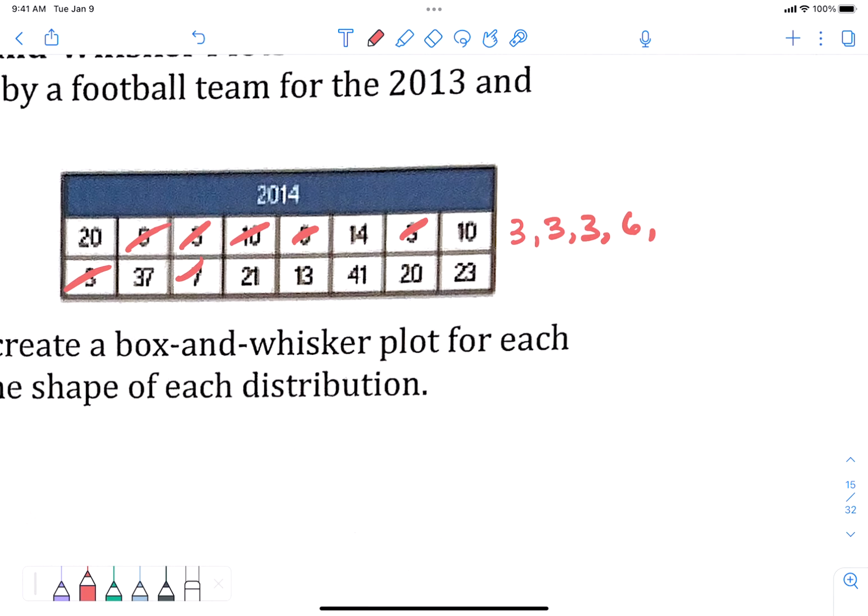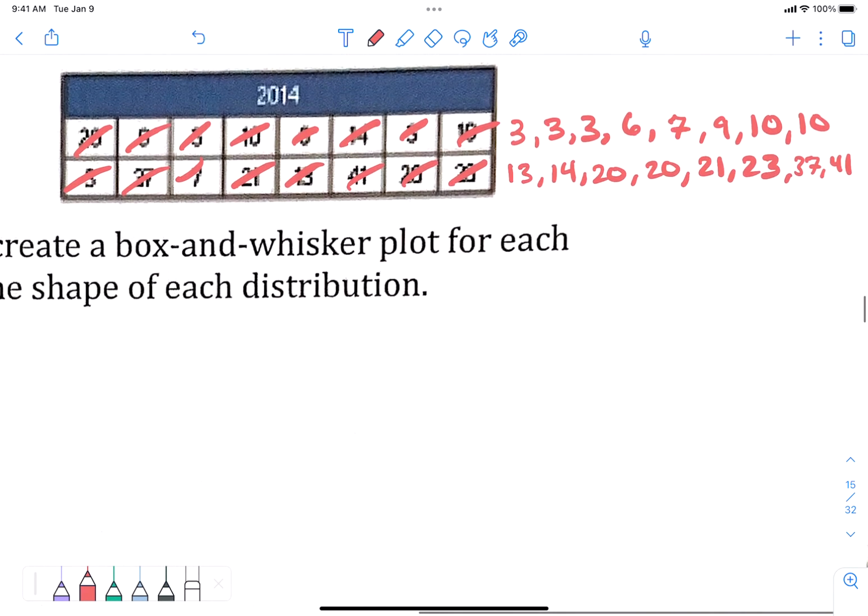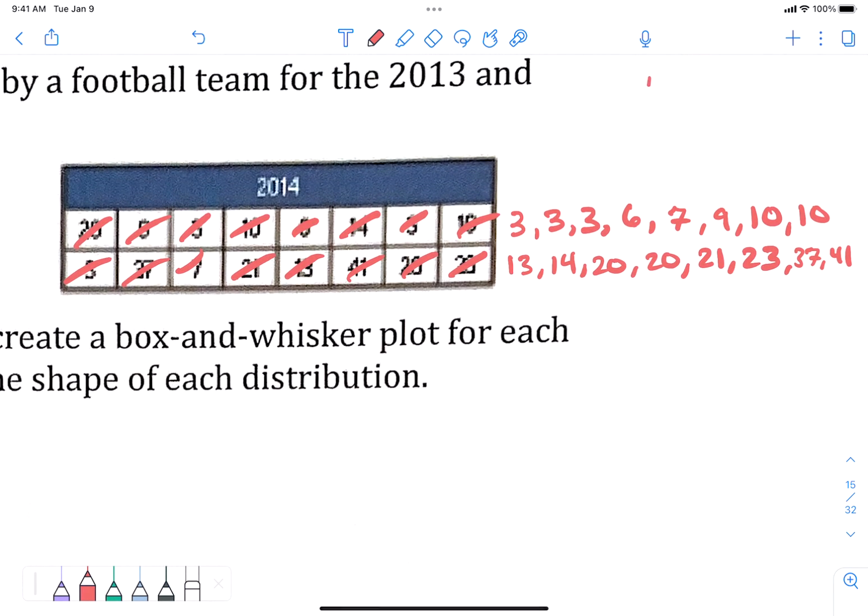7, 9, 10, 10. Now that gets bigger. 13, 14. I see 2 20s. 20, 20, 21, 23, 37, 41. Did I do that right? Still 16 numbers. So when we split it in half, we have 8 and 8, 1 through 8, 9 through 16.